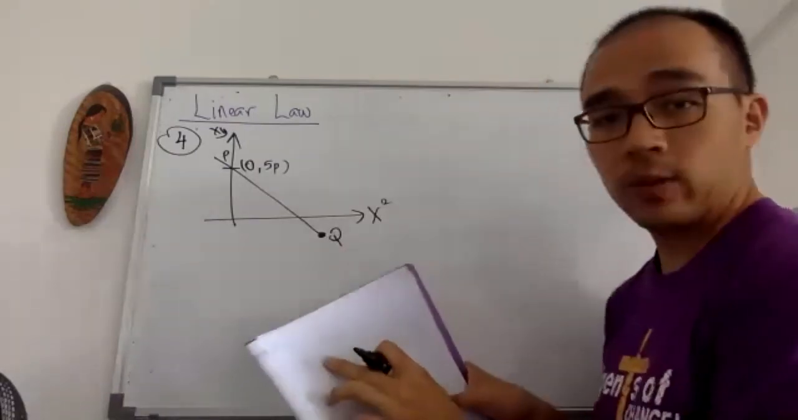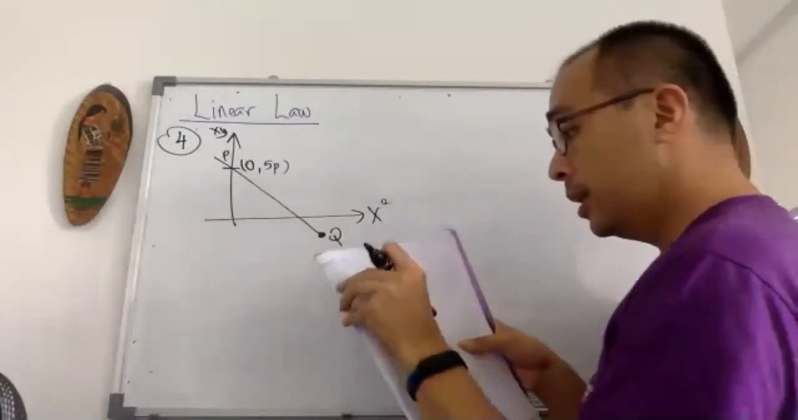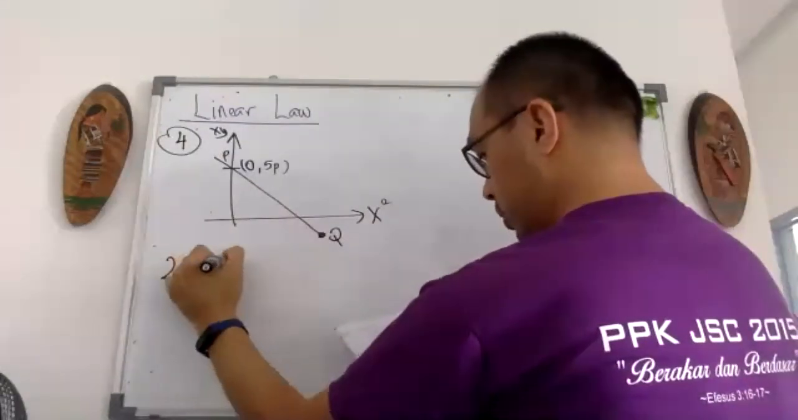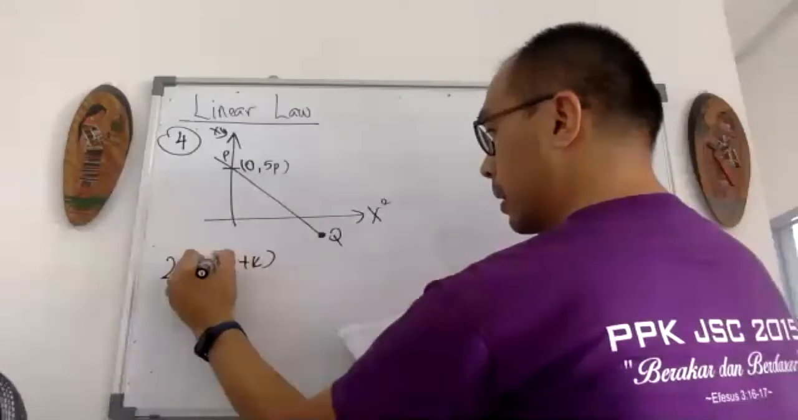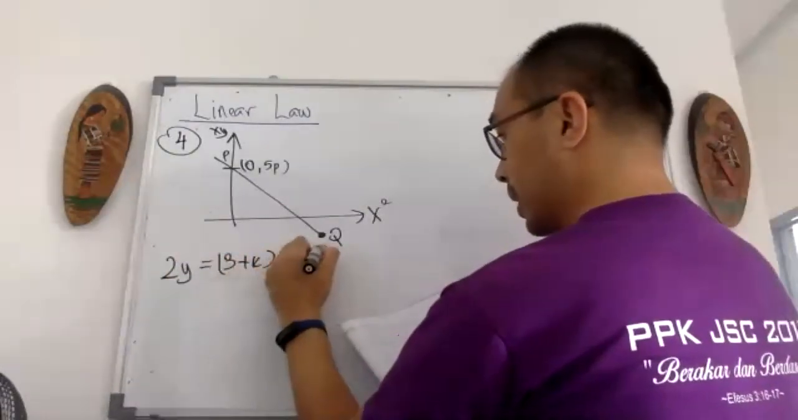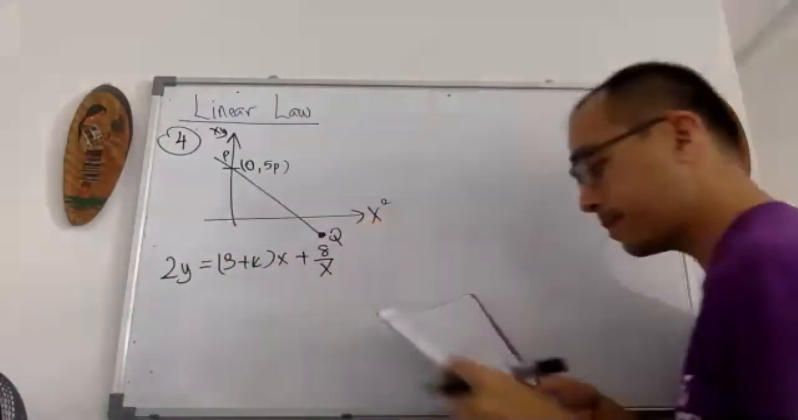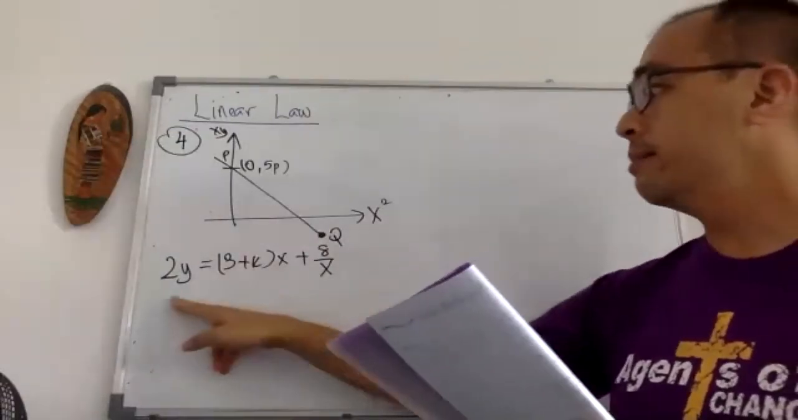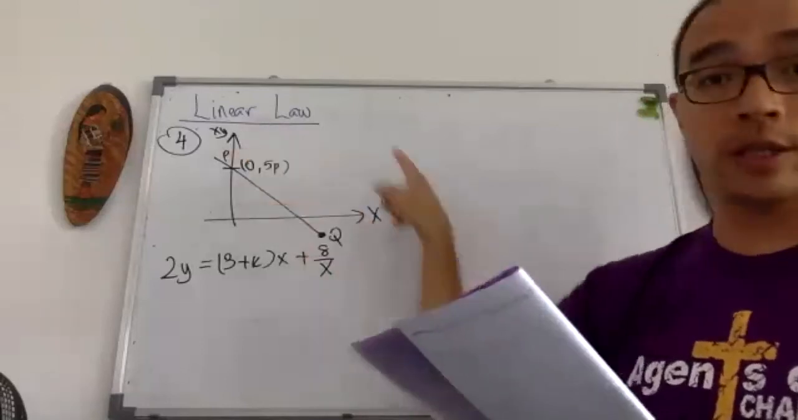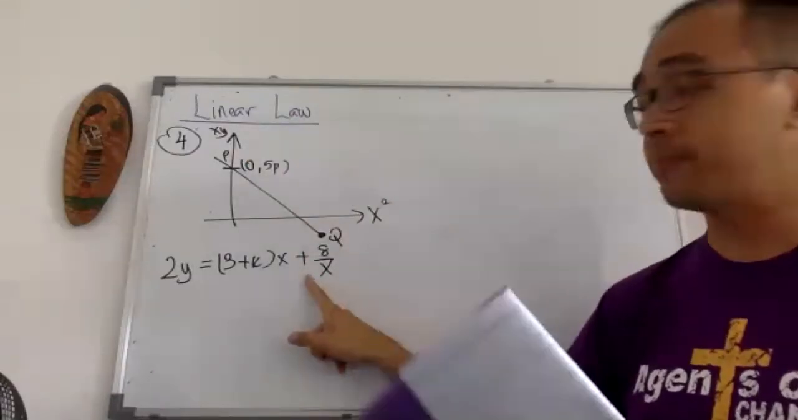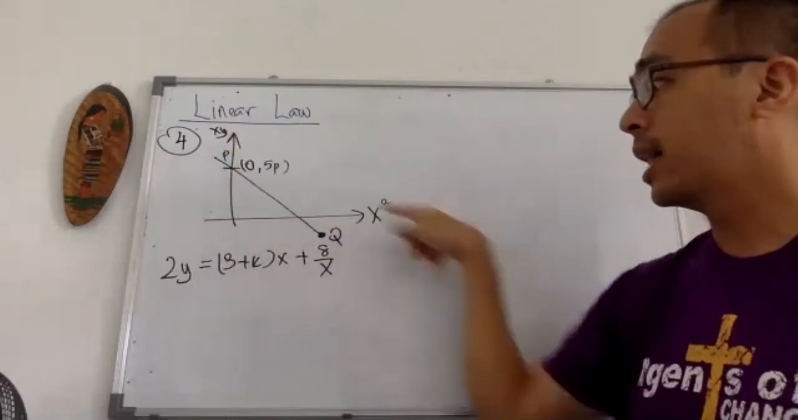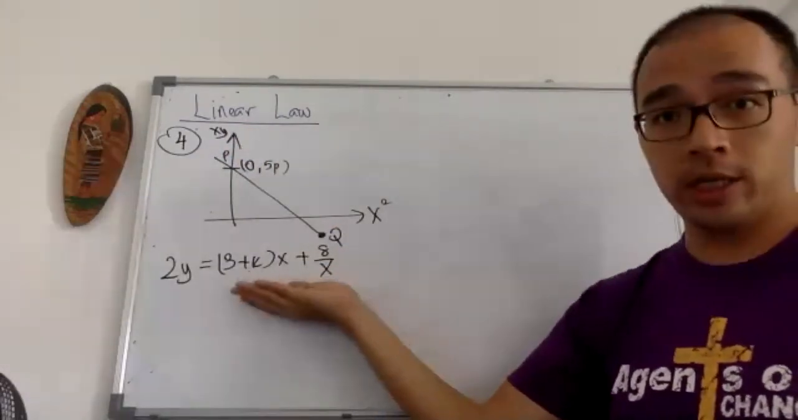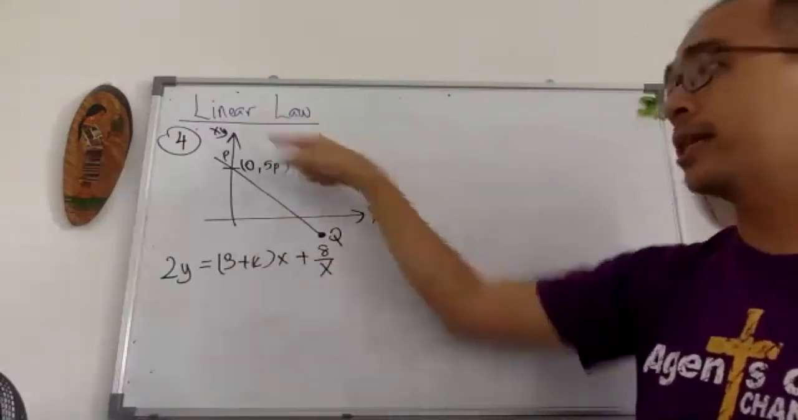The variables x and y are related by the equation 2y equals 3 plus kx plus 8 over x. And that's it. This becomes linear when we change it into this form. This is a non-linear equation, guys, because if we take a look at the axes, it doesn't look alike at all, which means that this is a non-linear equation. Once it is changed, it becomes like this.